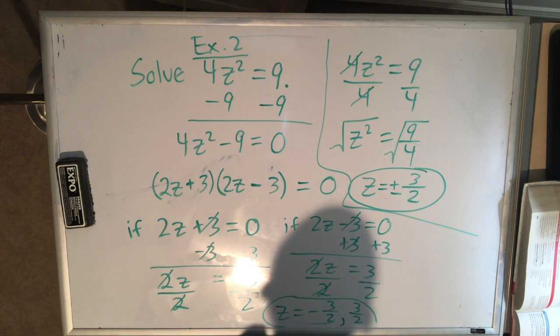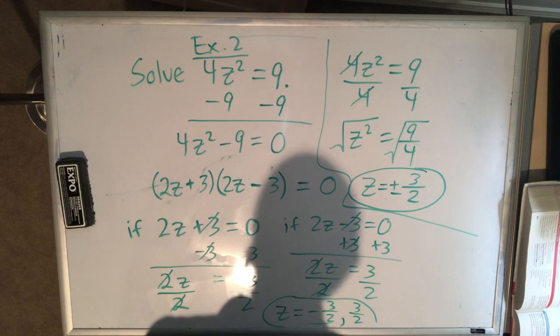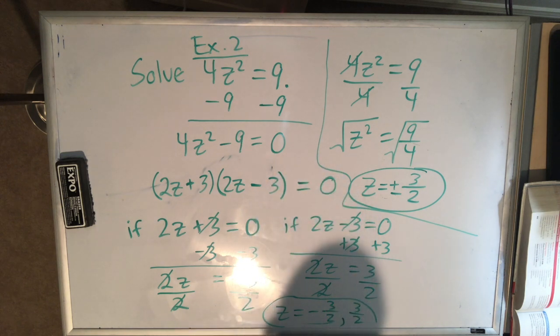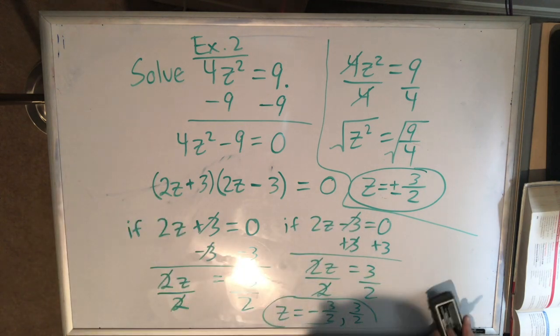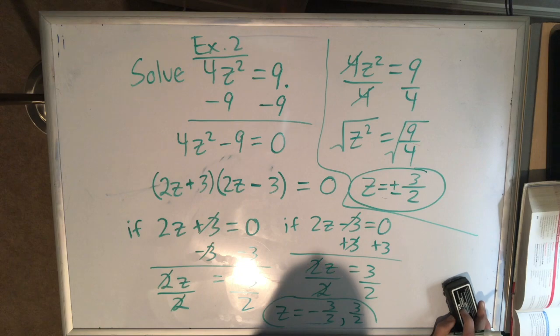And you can check your answer by substituting in +3 over 2 for z in the original equation and seeing if you get a true equation, which you would, and then doing the same thing for negative 3 over 2. Now let's look at example 3. Approximate solutions of a quadratic equation.